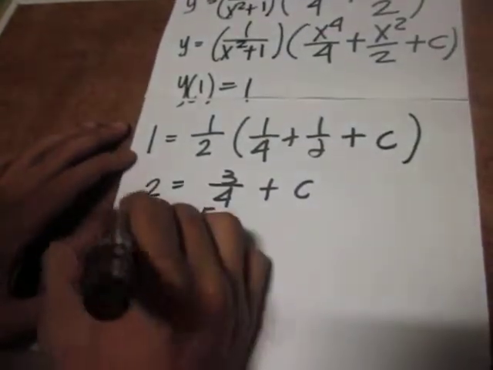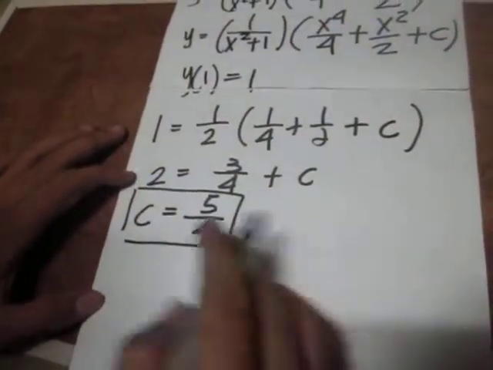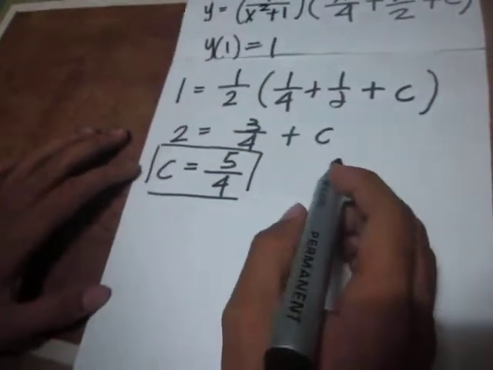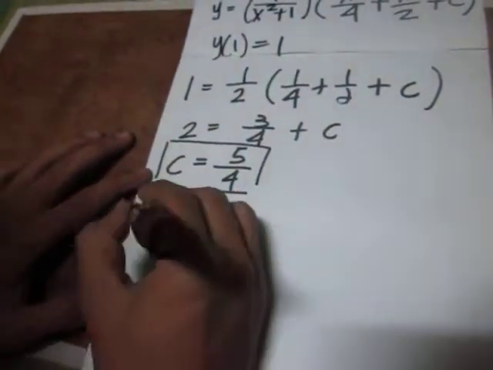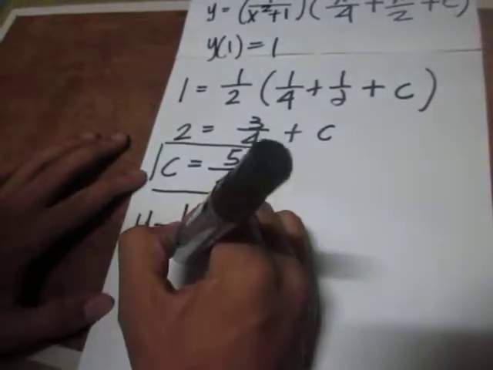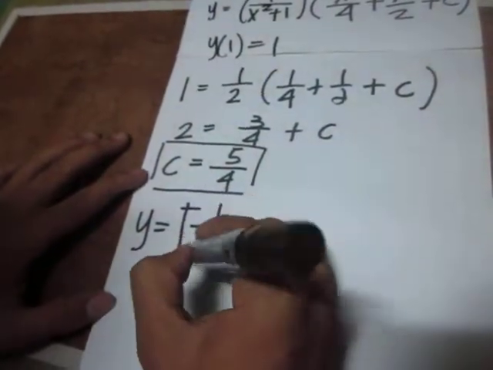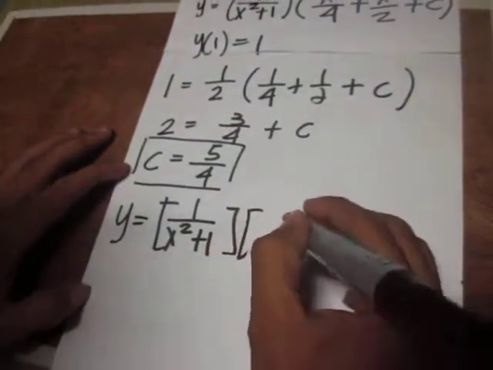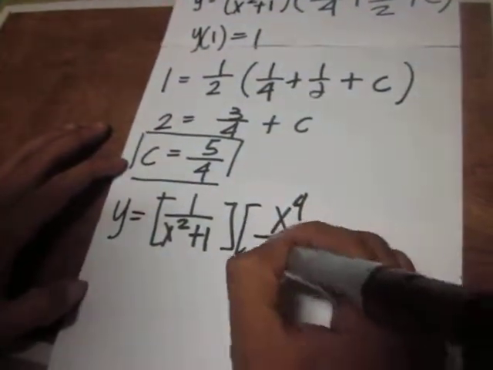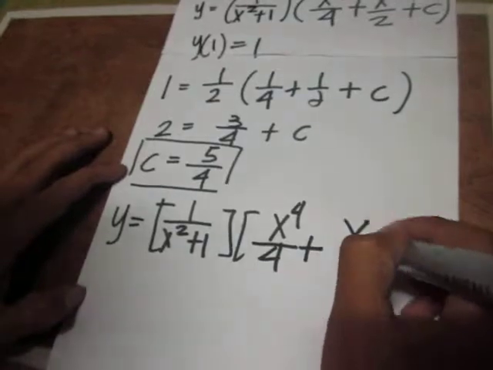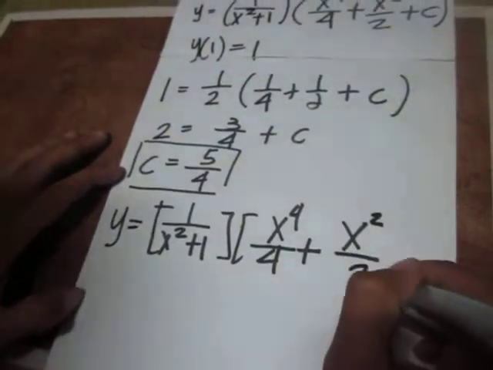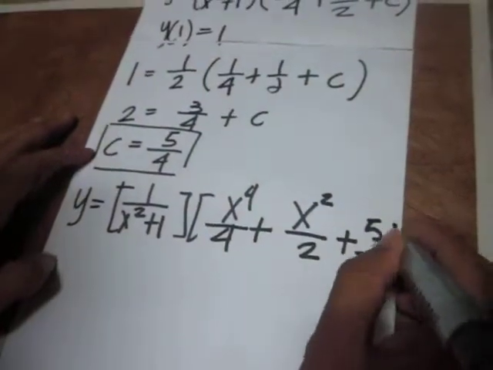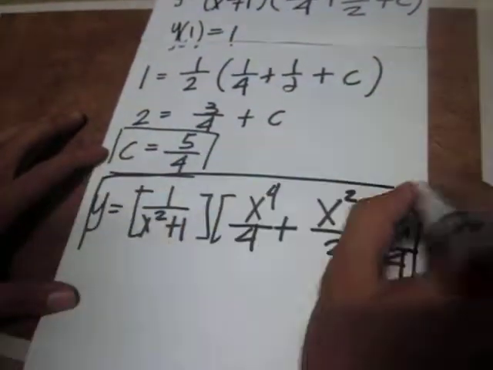Then let this value of c substitute into our formula. So we have y is equal to 1 over x squared plus 1 times x to the 4th over 4 plus x squared over 2 plus 5 over 4. So this is our final answer.